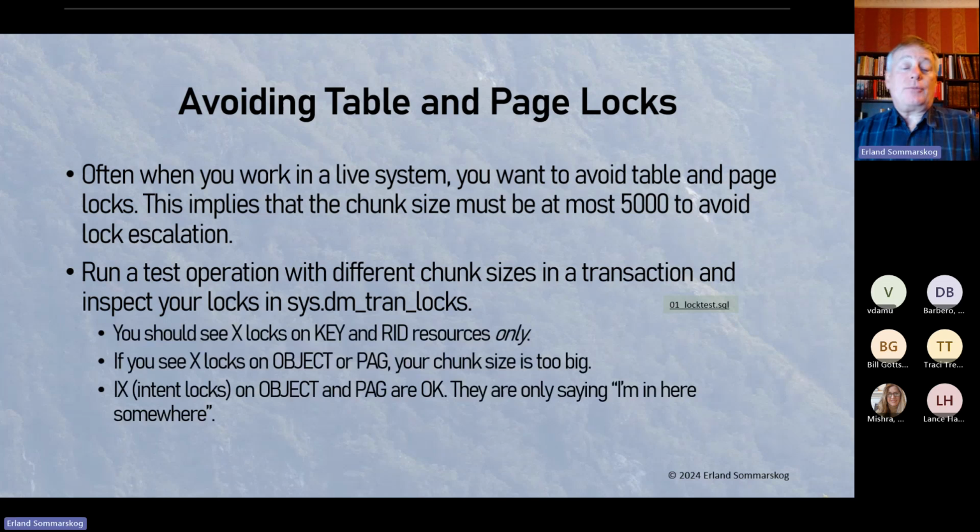So just to summarize, when you do this exercise, you should see exclusive locks only on key and RID resources because they are row locks. Keys are locks in indexes, RIDs are locks in heaps when you don't have a clustered index. If you see X locks on an object, well, then your chunk size is too big. Well, actually, if you see X locks on a page, that is not due to lock escalation, because escalation is always at table level. So if you have X locks on a page, that could suggest that the indexing is not perfect, and you may have to review that.